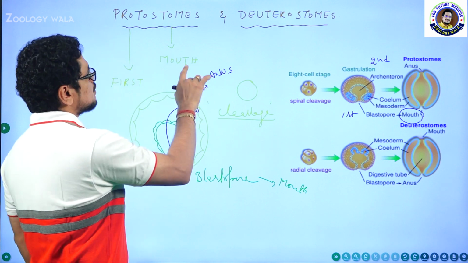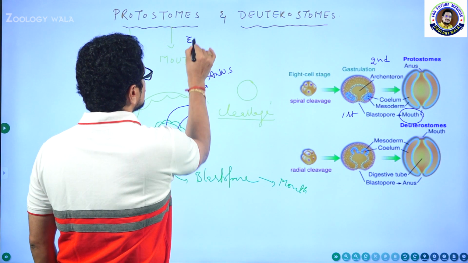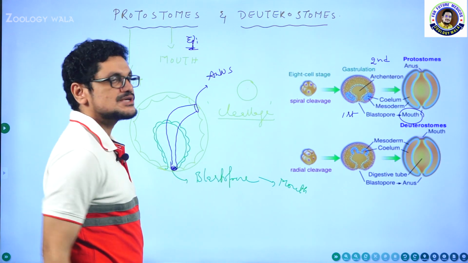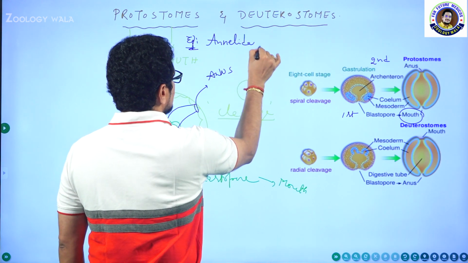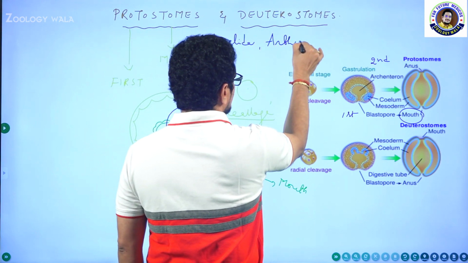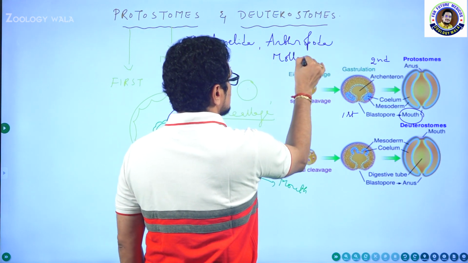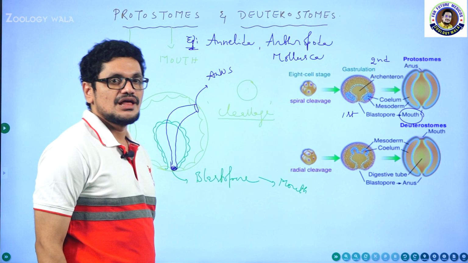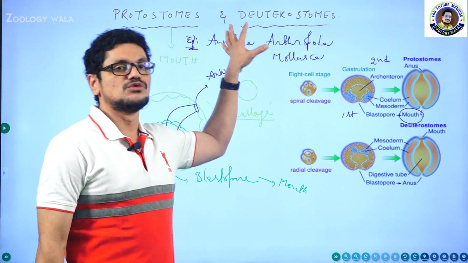Where do you find this protostome condition? Where will you find these protostomes? Generally, Annelida, Arthropoda, and Mollusca. These phyla come under Protostomia, or protostomes.